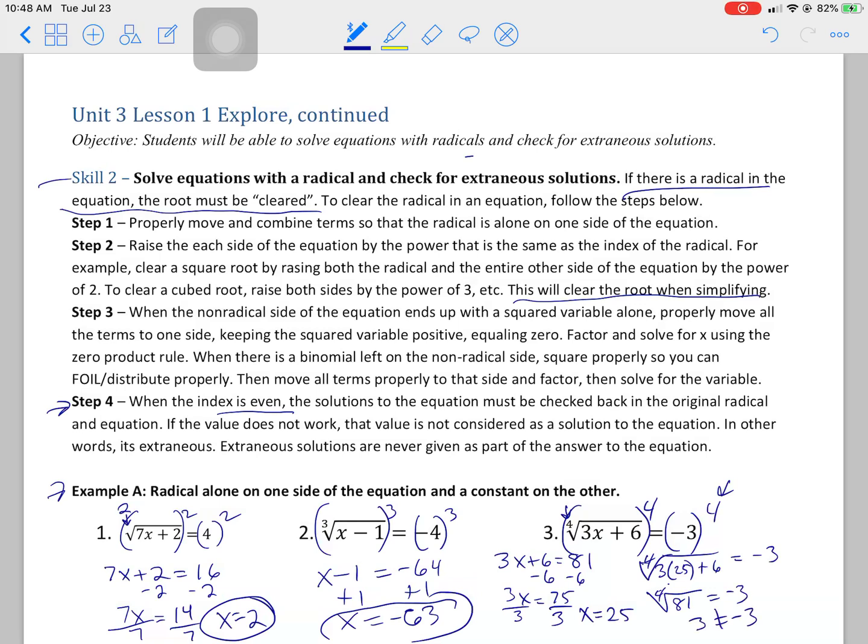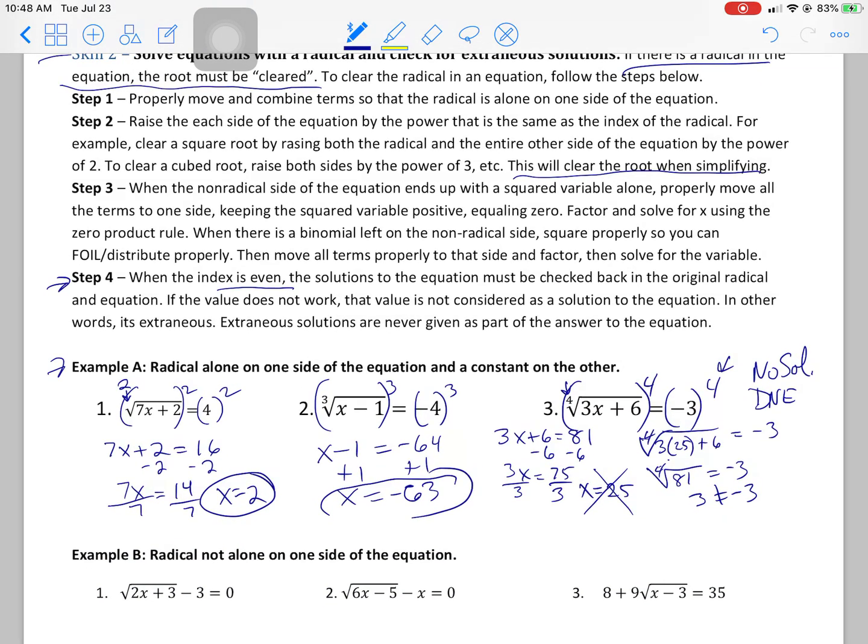Positive 3 is not the same as a negative 3. So that solution isn't any good. So your response is no solution, or check your homework. Maybe they need a "solution doesn't exist" answer. Okay, all right, so let's go back up here.